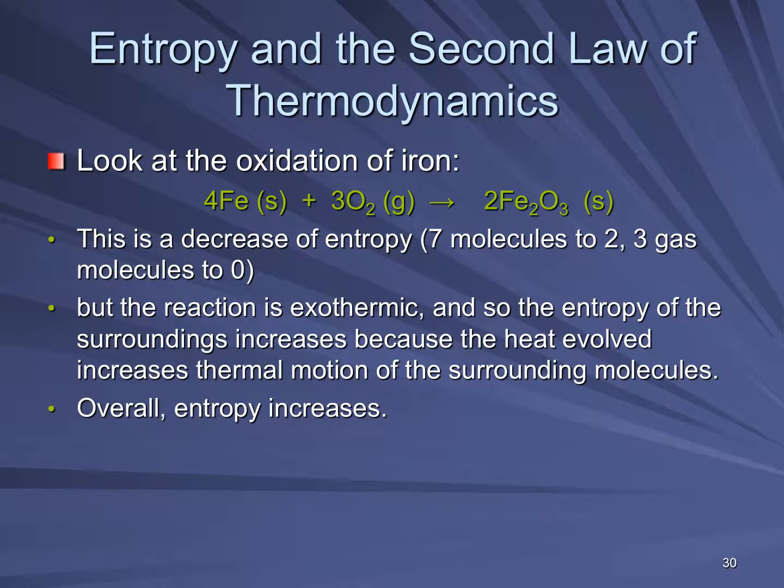So let's look at the oxidation of iron. First of all, if you look at the equation, you can see that this is also a decrease in entropy. How do I know that? Well, just kind of in general, I look on the left-hand side of the equation and there's 7 molecules. On the right hand, there's only 2. So clearly, it's becoming more ordered because you've put 7 things and made 2 things.